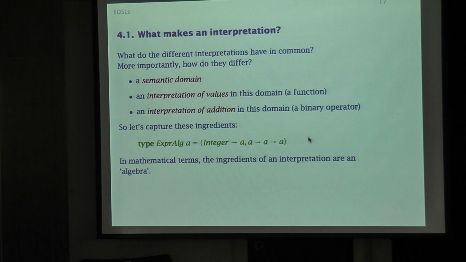So the name of the game now is that we're going to take these interpretations that are apparently different, the eval interpretation and the print interpretation. They're different, but they're overlapping. They're different, but they have something in common. So we want to express what they have in common and also express the different bits. So here's how to express the different bits, and then I'll show you how to express what they have in common.